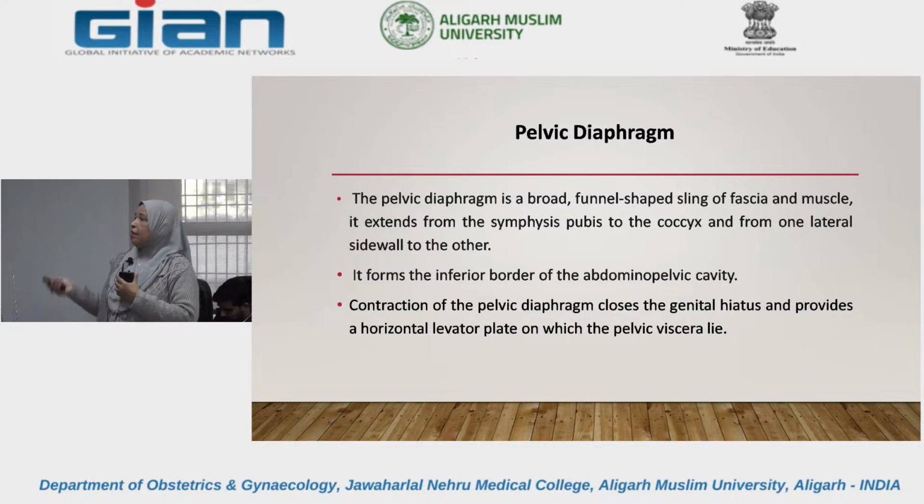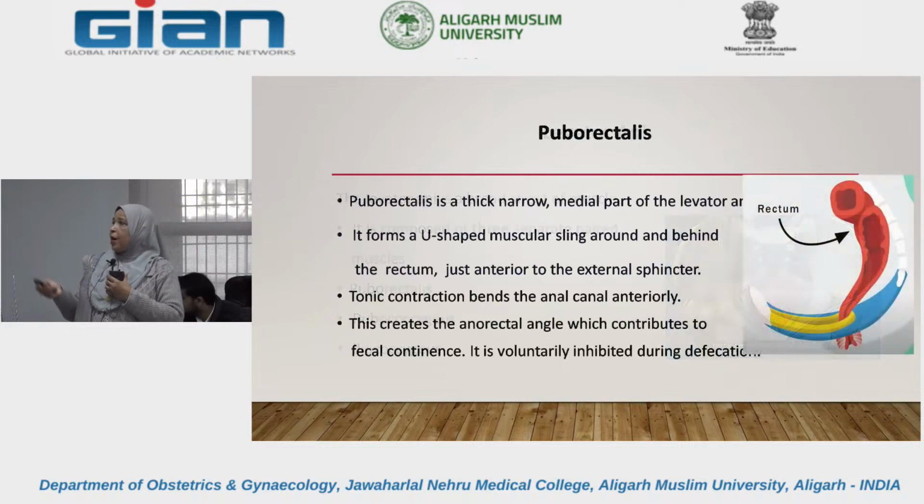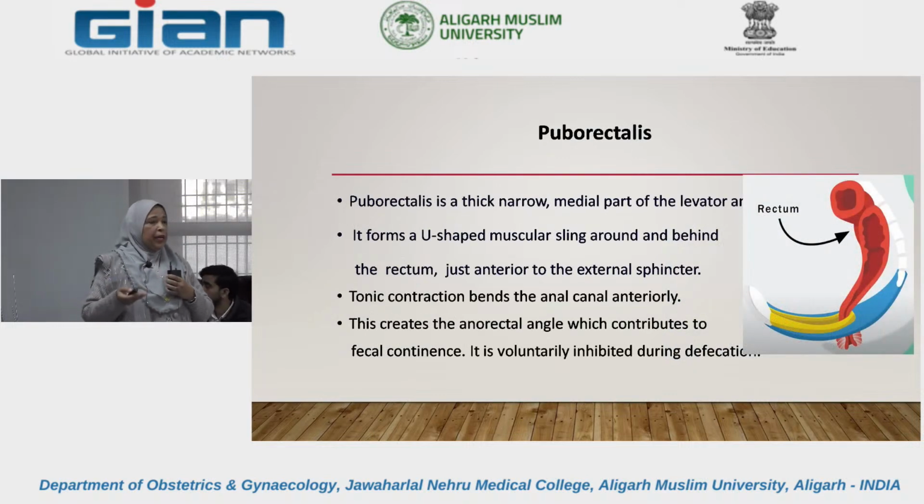Regarding the levator ani, not going into detail because I have to justify the time, we know that the levator ani muscle is made up of 3 components and the most important is the puborectalis. The puborectalis forms a sling around the rectum, which helps in the continence of feces. It also maintains the anorectal angle, which is around 90 degrees at the resting phase.